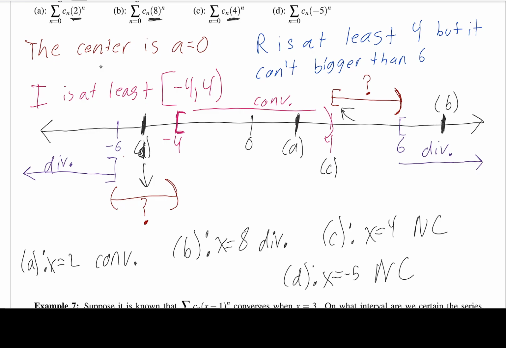So the goal on these types of problems is to draw out this number line and figure out what areas do you know it converges in, what areas do you know it diverges in, and what areas do you have no idea about. Okay, we do that by figuring out what R can and can't be, which will help us figure out what I is going to be.